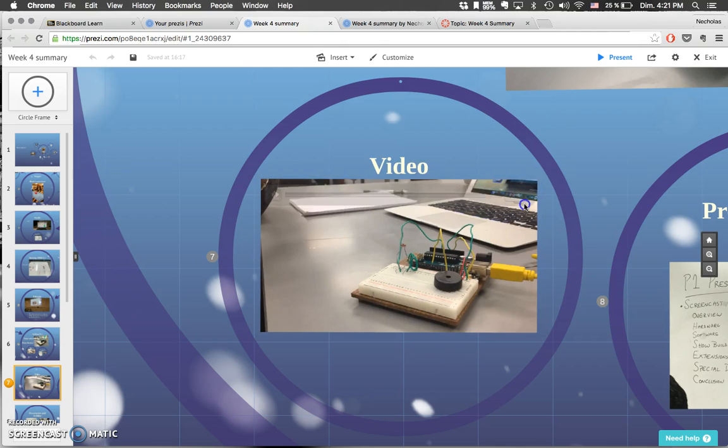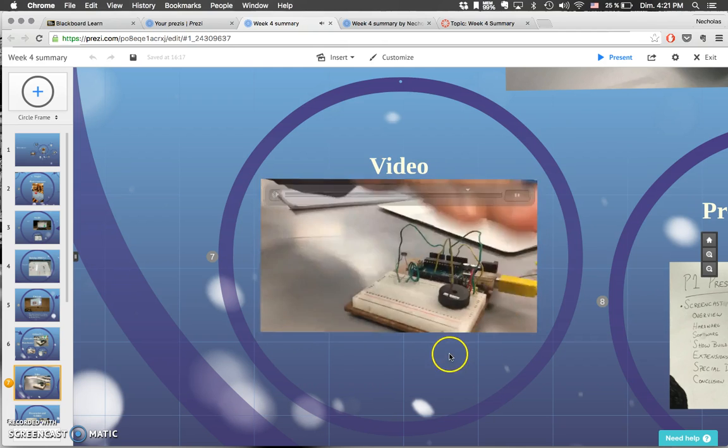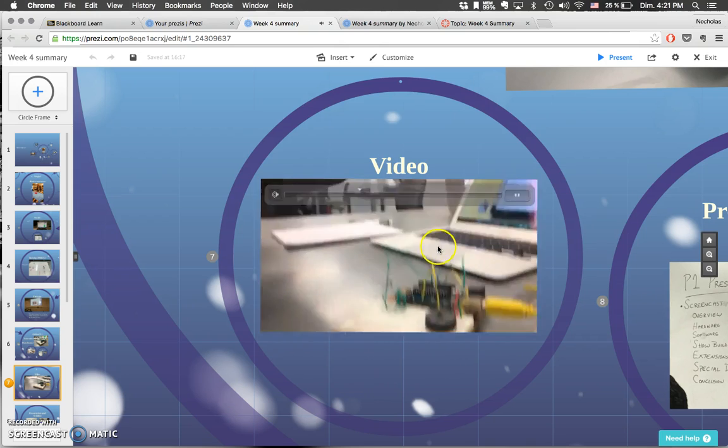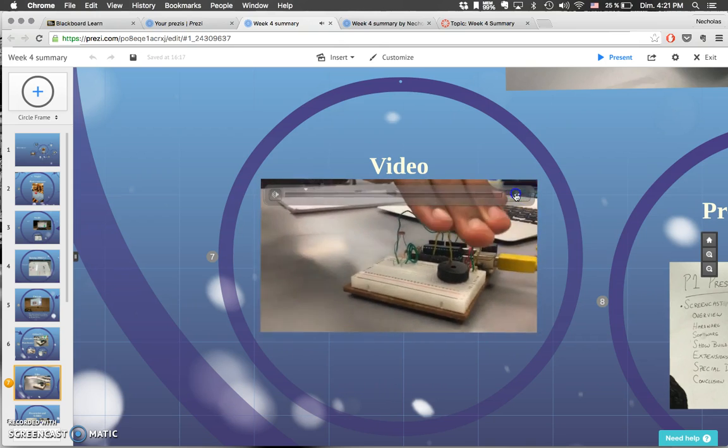Let's see if I can. As you can hear, as our hand comes closer. So as you can see, it's very loud and kind of annoying, but it was pretty cool nevertheless.